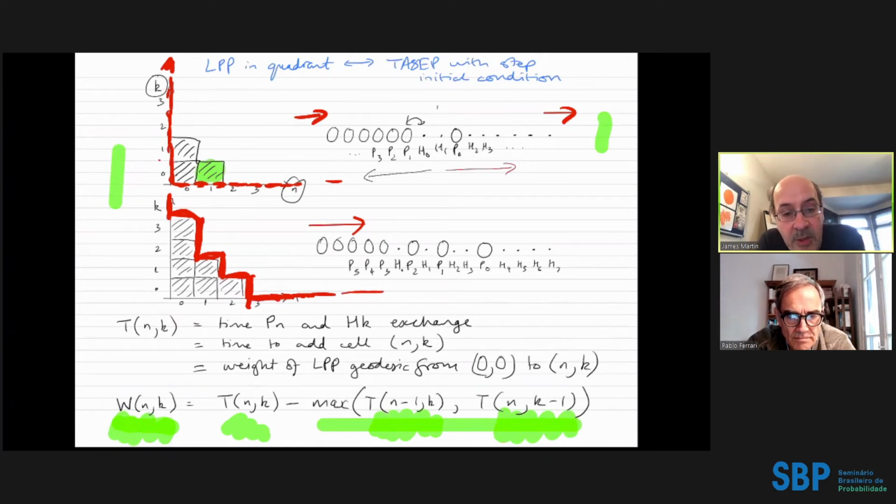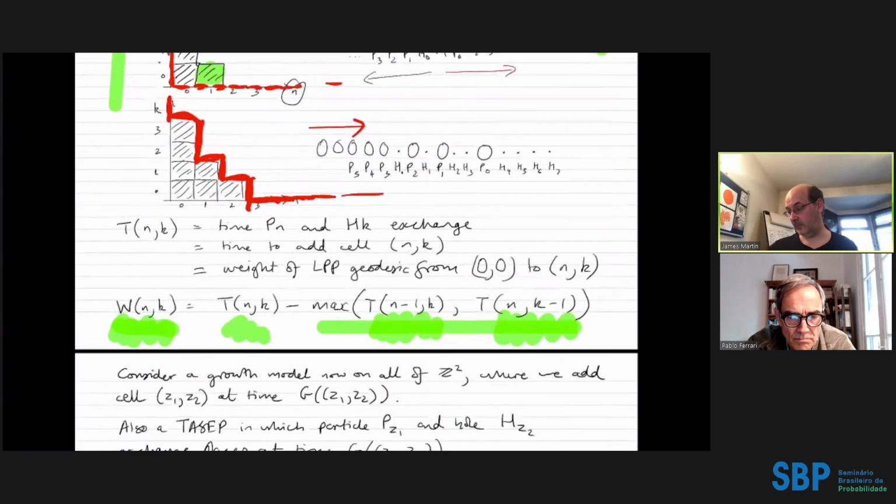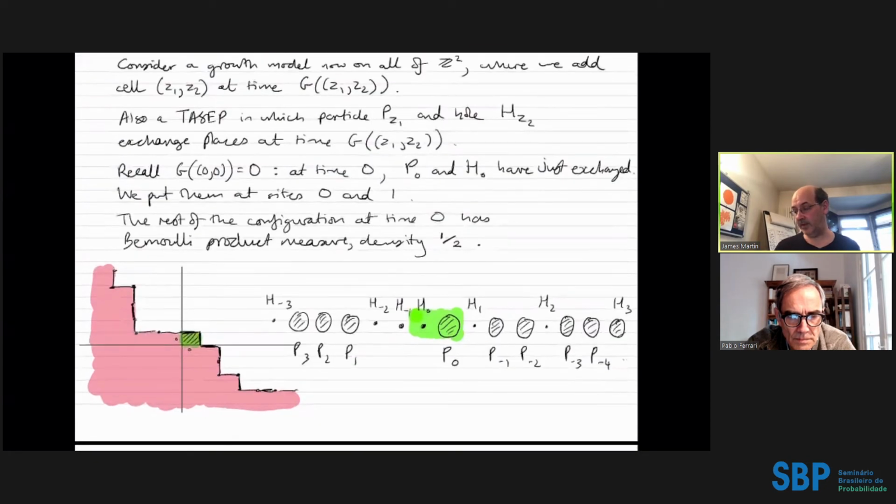But we could also do a version for a stationary TASEP, so a TASEP with product measure. And that we can relate back to this Busemann function. So we're going to now consider a growth model on all of Z squared. We're going to add cell (z1, z2) at time given by this Busemann function g of the point (z1, z2). And in the TASEP, that g of (z1, z2) is going to represent the time that particle z1 and hole z2 exchange places. So now we've actually got particles labeled by all of Z. So we've got particles with positive labels and particles with negative labels, and the same with the holes.